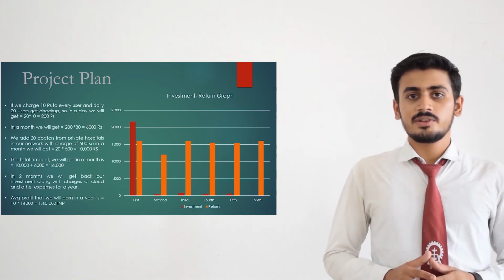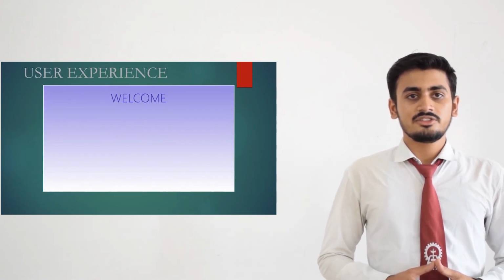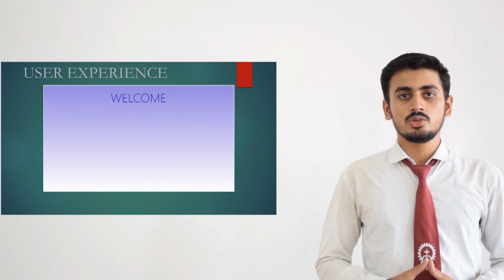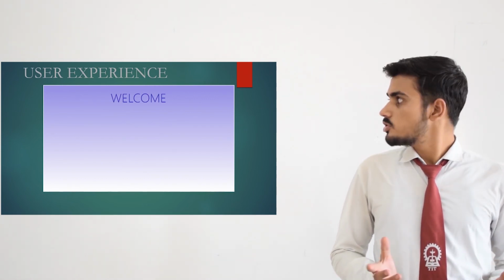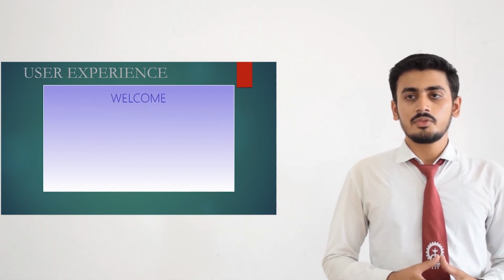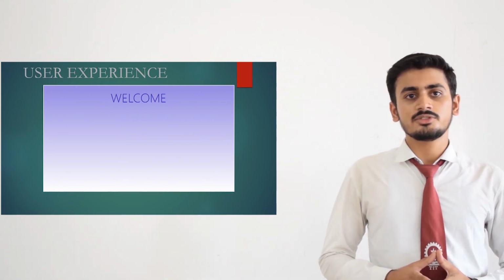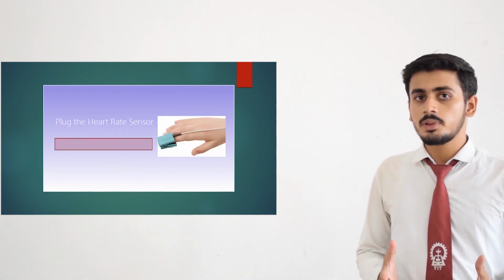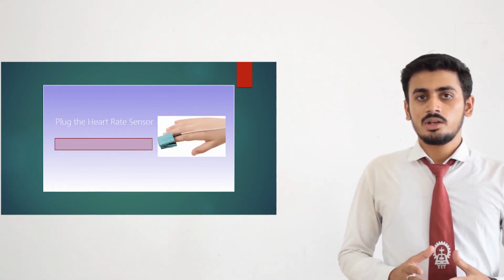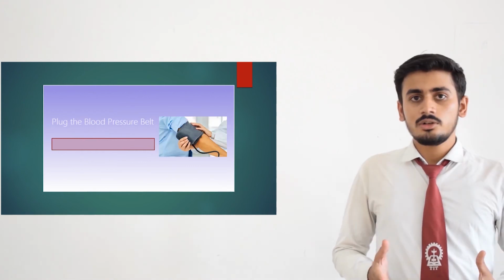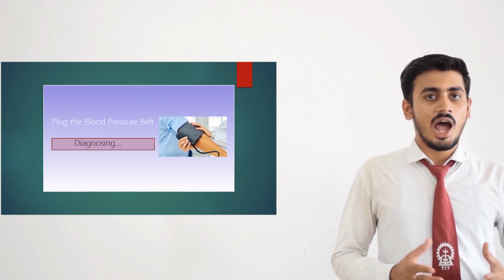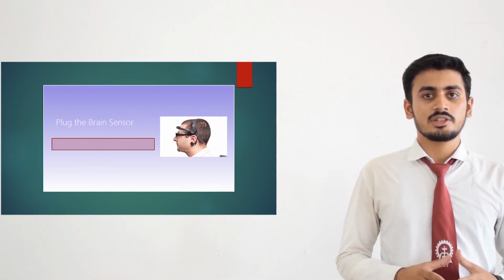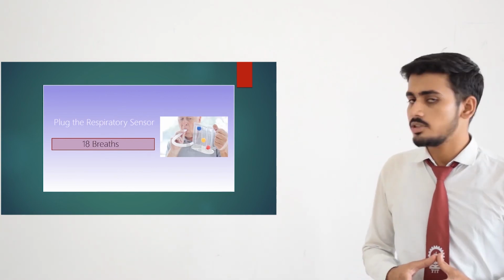This is the user interface of our device. With the directions, we have also used images to guide the user, so he can know how to use the machine. So we don't have to hire an operator to operate this machine. First, user will input name, then the age, then the Aadhaar number. Then this device asks the user to plug the heart rate sensor, then asks the user to use blood pressure sensor, asks him to use respiratory sensor, then thermometer, and then muscle sensor.